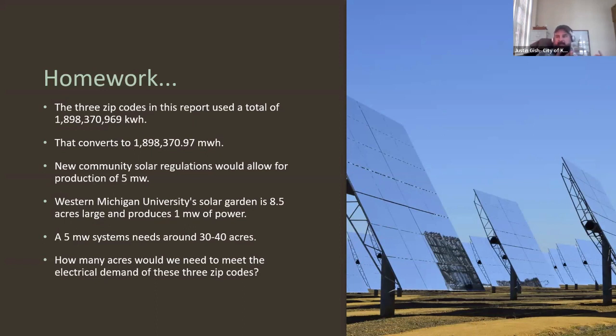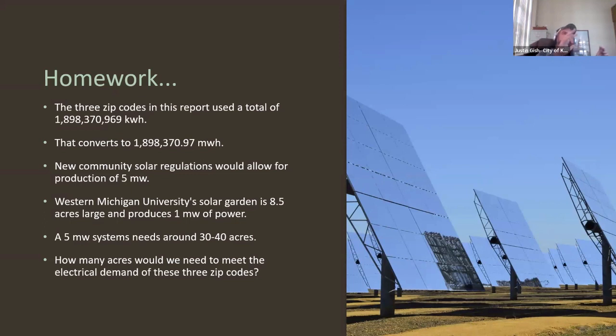Convert that to megawatts, and you're at 1.8 million megawatts. New community solar regulations would allow for production of 5 megawatts. And if you think of Western Solar Garden, to get your head around some of this scale, it's 8.5 acres large and it produces 1 megawatt of power. And then a 5 megawatt system would be 30 to 40 acres.